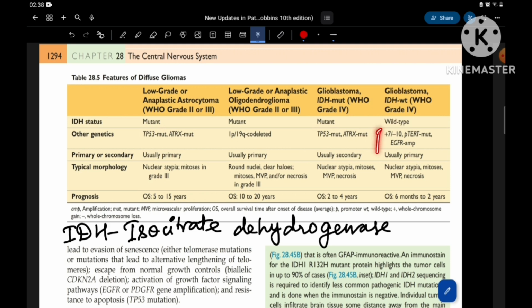In the IDH wild variety there is something new, a TERT mutation, EGFR mutation. This is an important column you have to note. See, 1, 2, 3, all these three are primary. But glioblastoma IDH mutant variety is usually secondary.